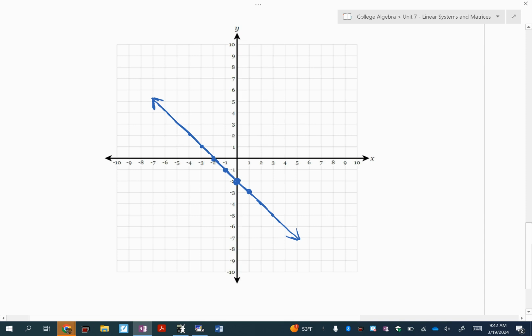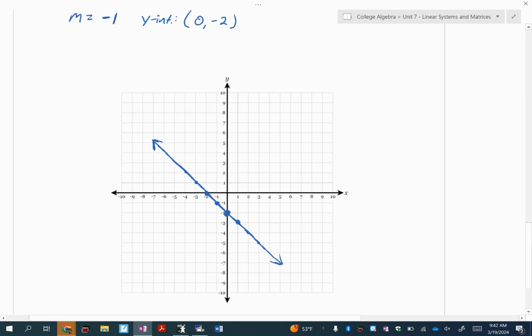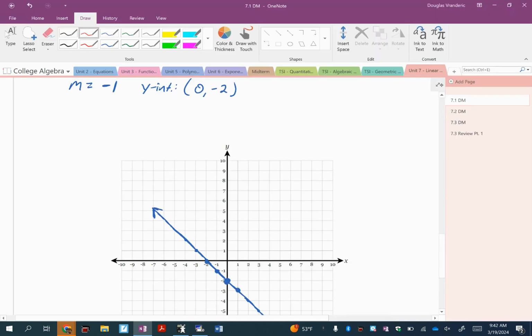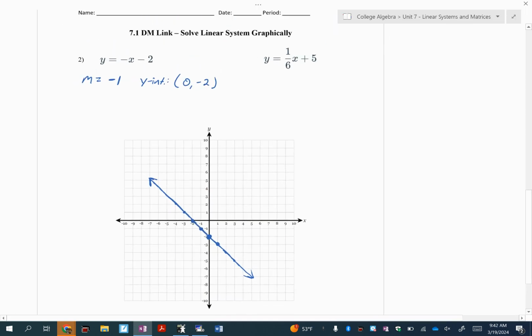It was, yes, for the slope. Did you start at 0, -2? Yes. Good. Okay. Let's do the other one. I know, that's why I put it as another practice one. What's the slope of the second line? It's 1/6. Yes, a fraction.